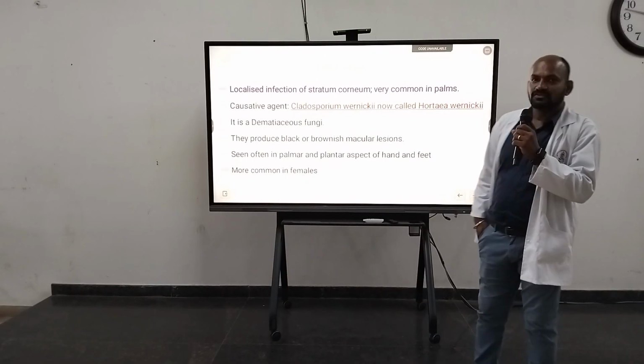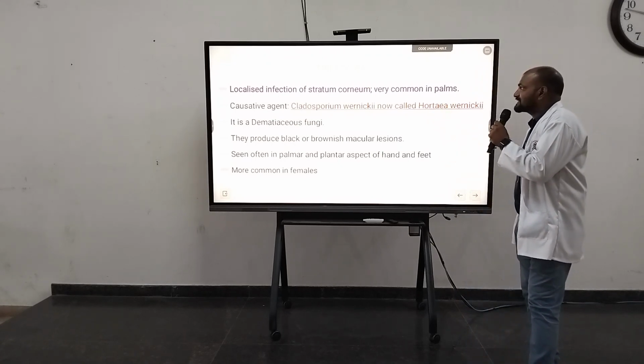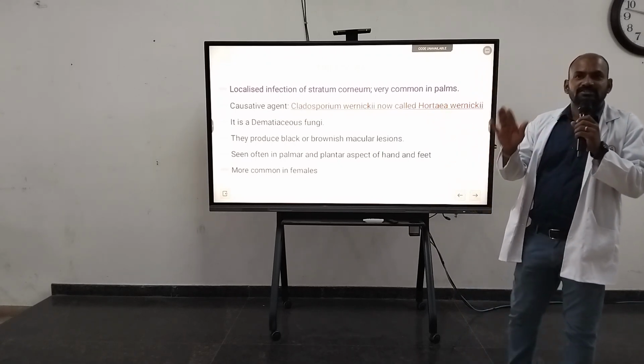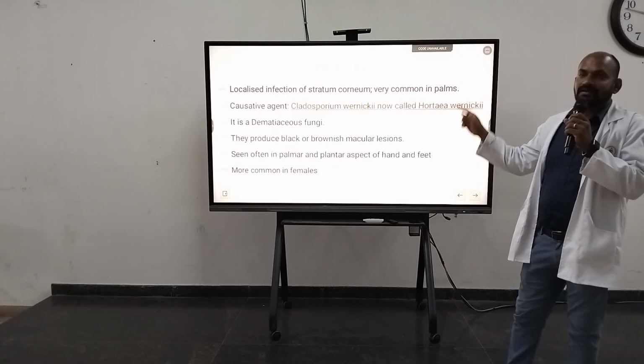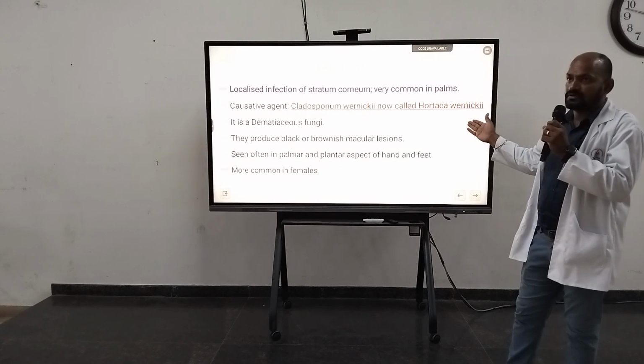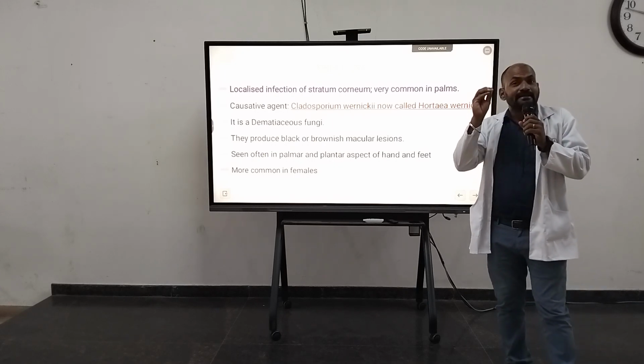Tinea nigra is also an important superficial fungal infection, a localized infection of the stratum corneum, commonly seen in the palmar aspect of the hand, caused by Cladosporium werneckii, which is now called Hortaea werneckii, a very dematiaceous fungus.